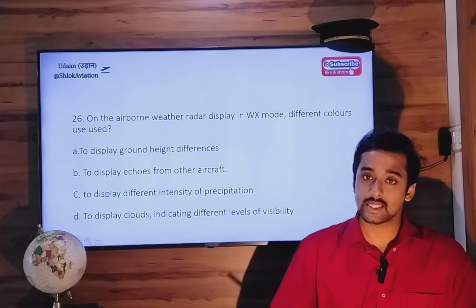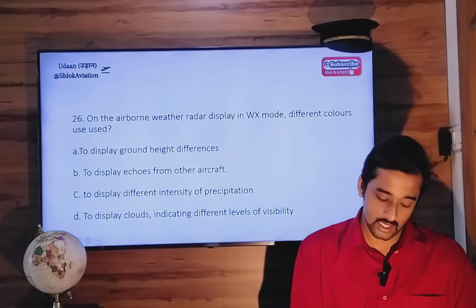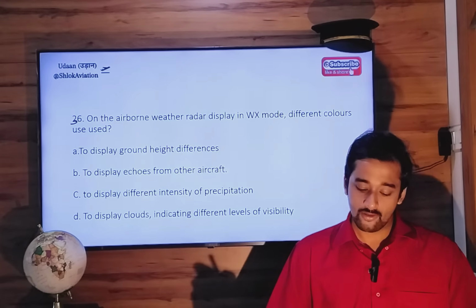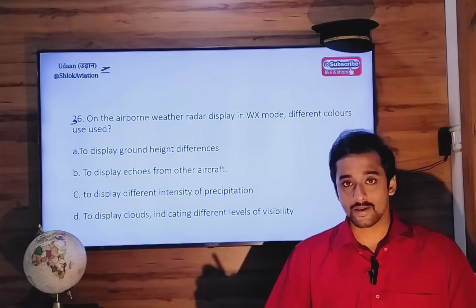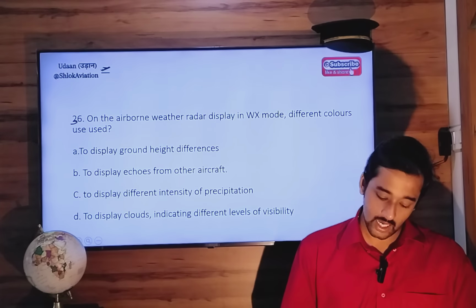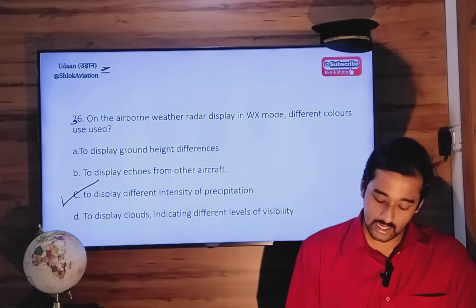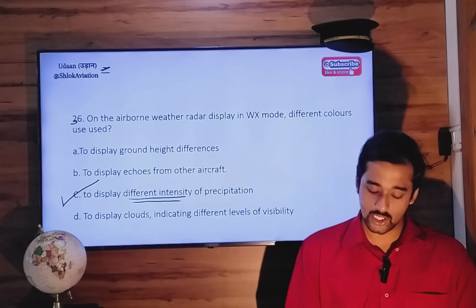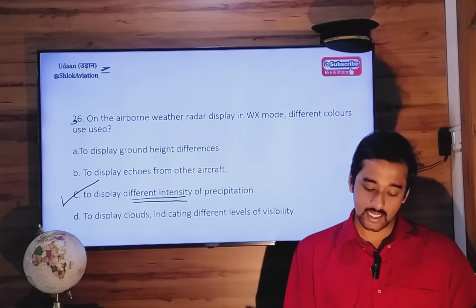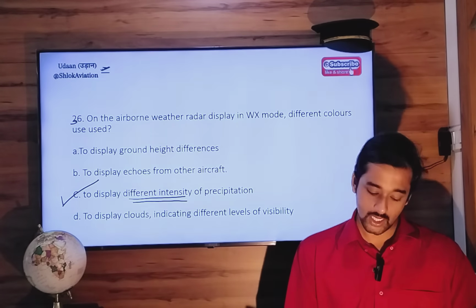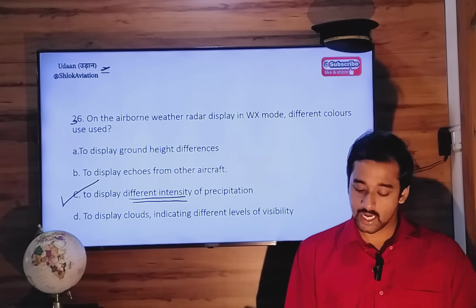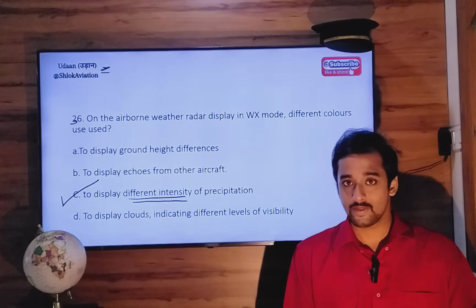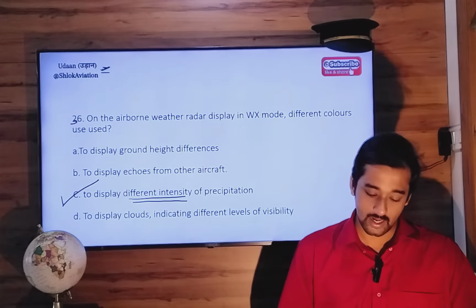Next, question 36. On the airborne weather radar display in weather mode, different colors are used for what? So remember, different colors are used to display different intensity of precipitation. Option A says to display ground height differences, to display echoes from other aircraft, to display clouds indicating different levels of visibility. So the correct option is option Charlie.